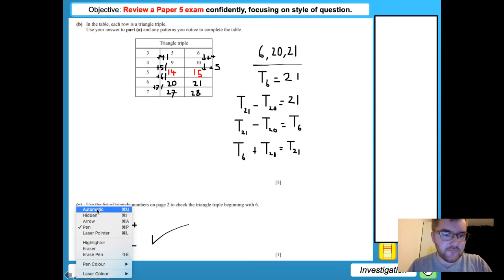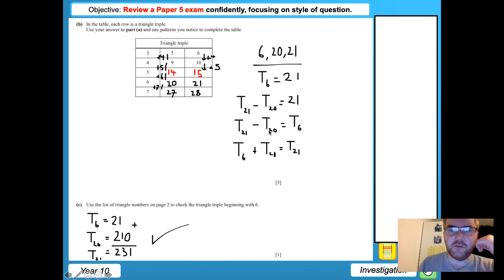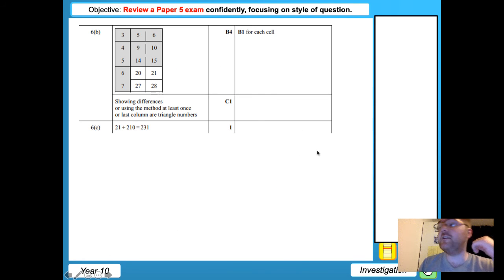Good. So again, just check the mark scheme. Anything to bring out here? So notice the numbers are here. You get 1 for each cell. And the communication mark comes from either doing either of what I did. So either looking at the differences here to work out these numbers, or work out these are triangle numbers and just follow the pattern, or just use the algorithm, the method, at least once, which is what I did over here. So if you do any of those things, you'll get the extra communication mark as well. And then to get the last mark, just show that 21 plus 210 is equal to 231.